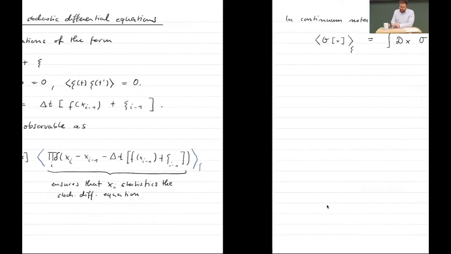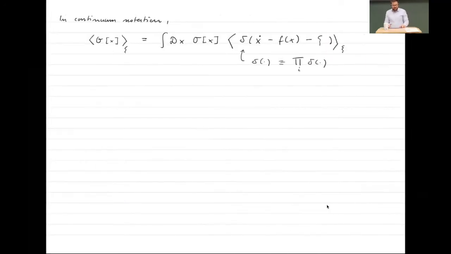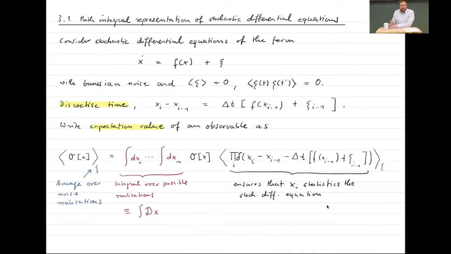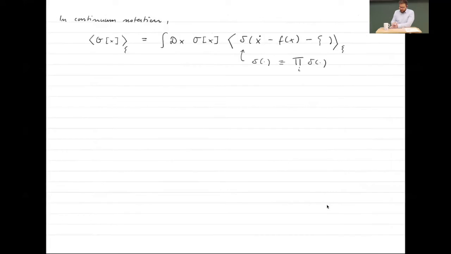Now for notational convenience, we just go to a continuum notation. We forget that we discretized time in the previous step, and we write the equation back in a continuous form, just for the sake of simplicity. We define a delta functional that is equal to the product over all delta functions that we had on the previous slide. This product over all delta functions makes sure that you fulfill the Langevin equation at each time point. We define a super delta function, or delta functional, that makes sure that we really satisfy the Langevin equation at each time point.